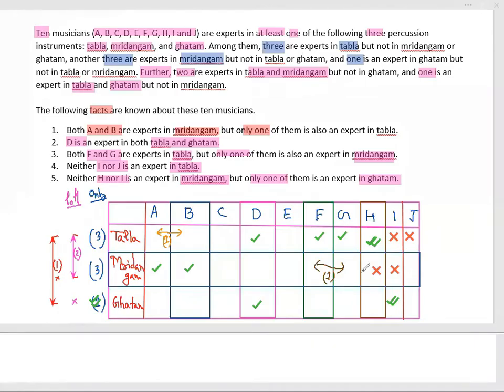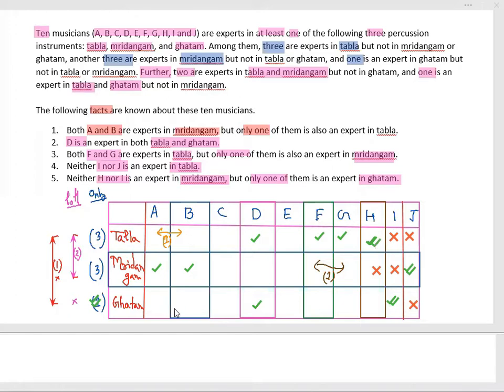There is no person who is an expert in both mridangam and gatham. So for J, I can find either gatam or mridangam, but gatam has only one person, so it definitely cannot be. So in this case, I need to put a cross mark for J here, and definitely a tick mark would come for J in the segment of mridangam, and that should be only mridangam. So in mridangam also one of them is done, and in tabla one of them is done, this way.